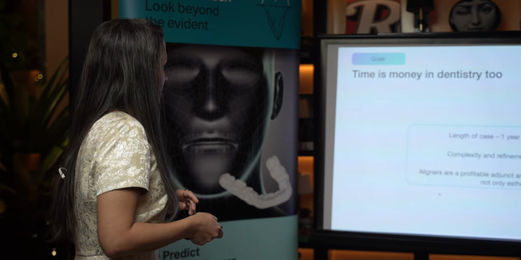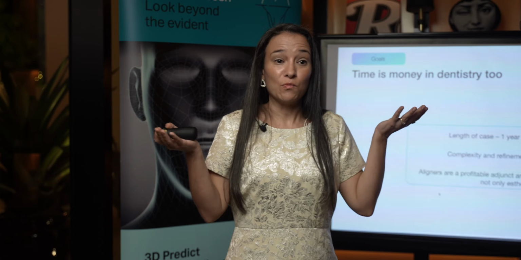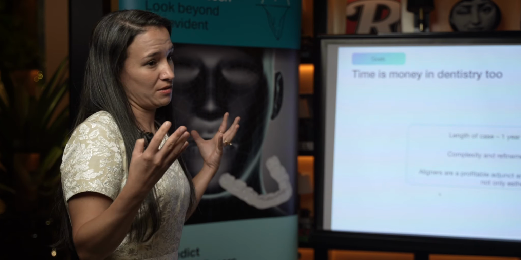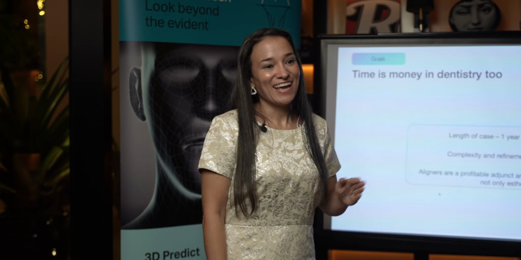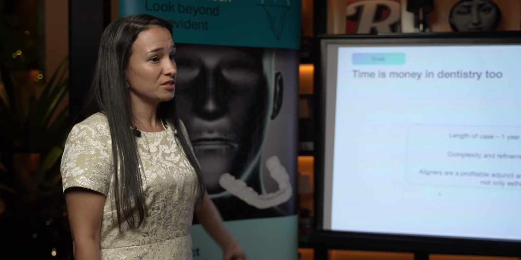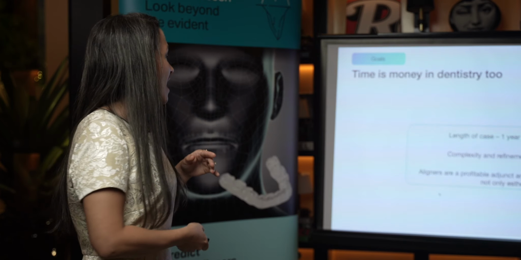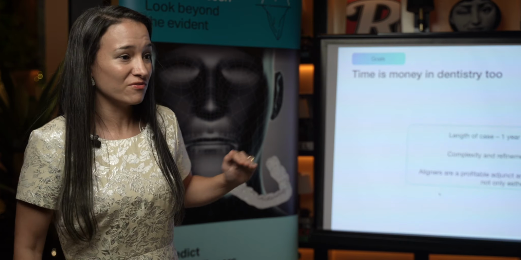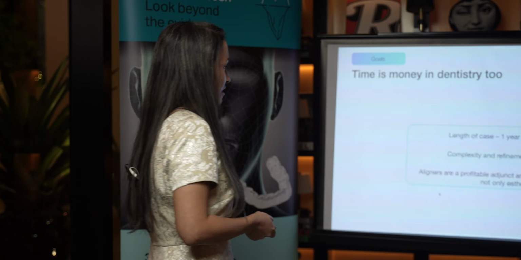Now, we need to talk about complexity and refinement correlation, which I think should be clear by now. The more complex the case, the more refinements you're going to have. You have to be willing to compromise on your profitability at that point, because our chair time is valuable. Time is money in dentistry and in any industry. Every time you see that patient, you're not charging them per visit. You charge them a lump sum per aligner case, right? And every time you see the patient, that revenue is going down per visit. So you need to keep in mind that it is a profitability game.